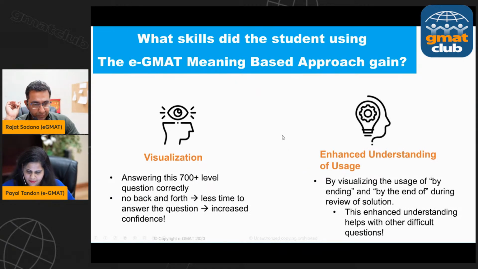So again, a really important piece that you have to understand is that if you visualize questions, two things are going to happen. You're going to be able to reject answer choices with confidence, and you're going to reduce that back and forth, which consumes time on the exam.